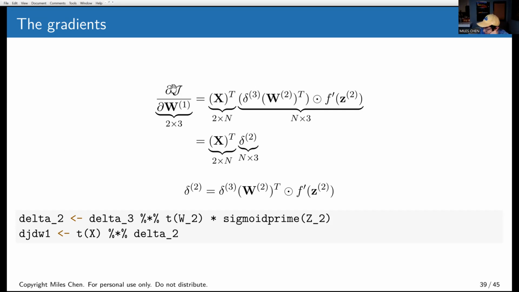We say the gradient of J with respect to W1, dJ dW1, is X transpose times this thing. This whole thing is delta 3 times W2 transpose, element-wise with F prime Z2. So delta 2 is going to be delta 3 multiplied by W2 transpose, element-wise with sigmoid prime Z2. And that's delta 2. And then I do X transpose times delta 2. So we're just translating directly from the math into code.